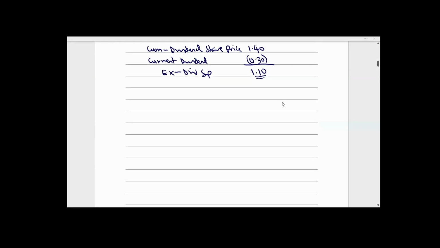Okay, let's go to cost of preference share, KP. The cost of preference share is the rate of return expected by the preference shareholders from their investments in a company. The preference shareholders are entitled to a fixed dividend from the company.